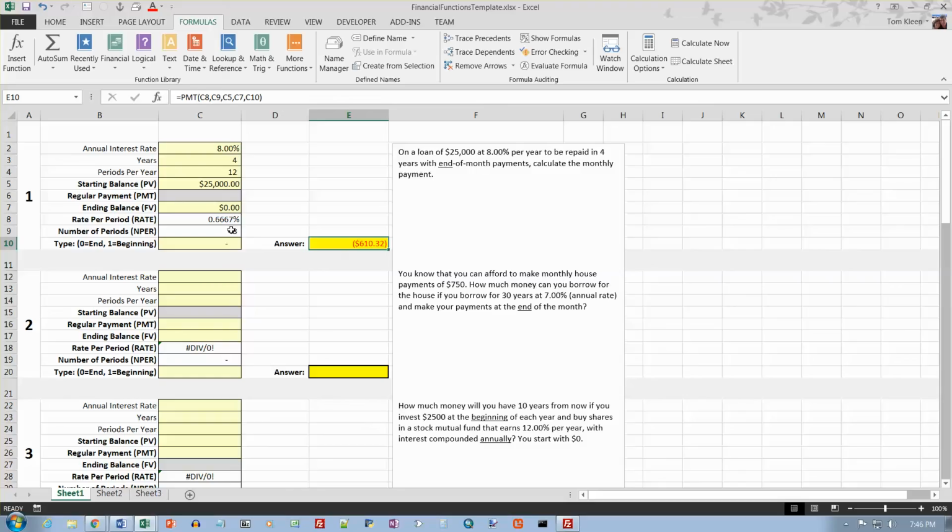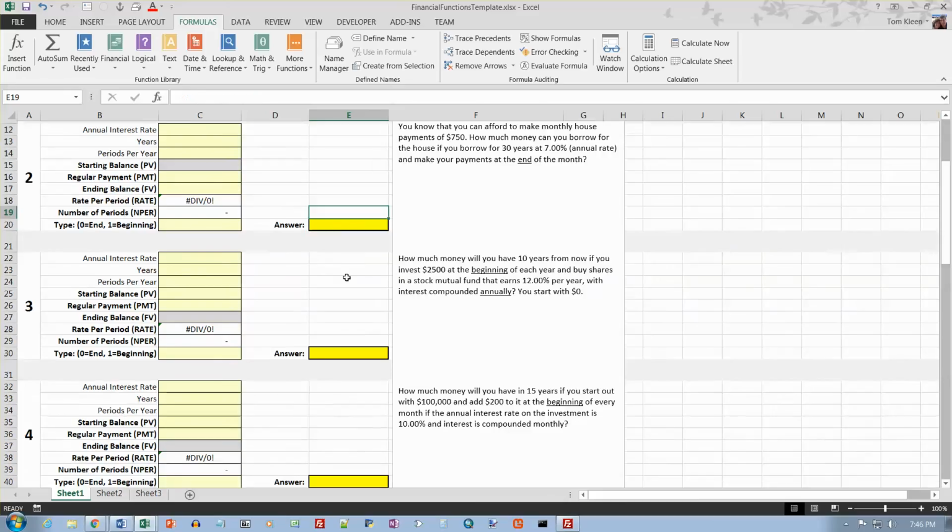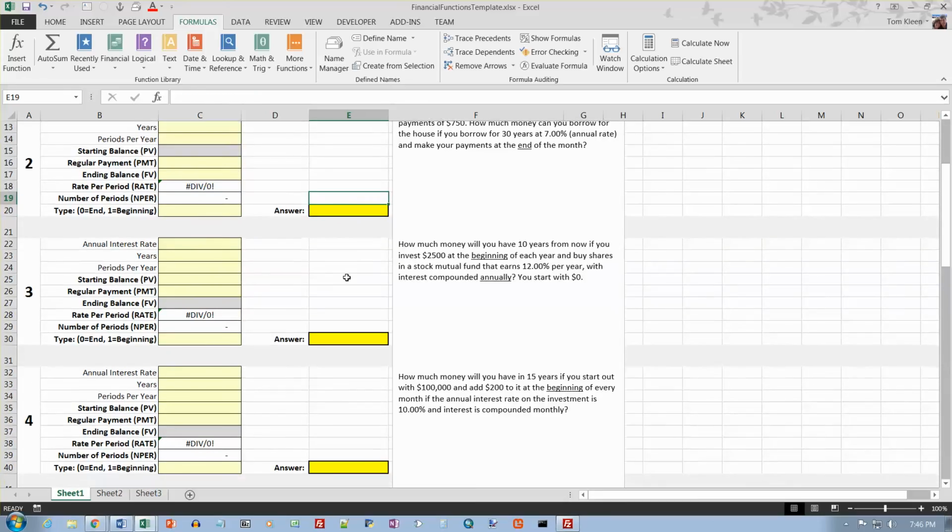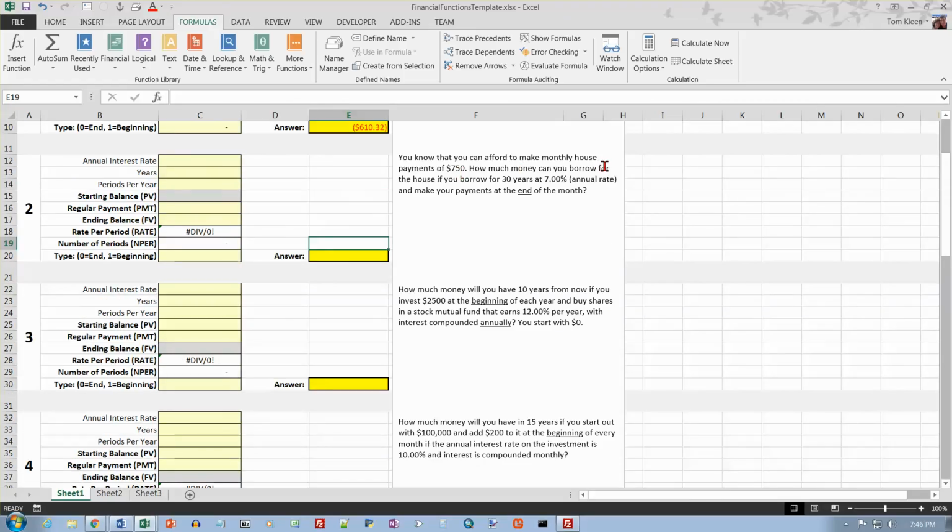Okay, problem number two. You know that you can afford to make monthly house payments of $750. How much can you afford to borrow for 30 years at 7%? So the annual rate is 7, 30 years, and it says monthly payments, so we're doing 12 periods per year.